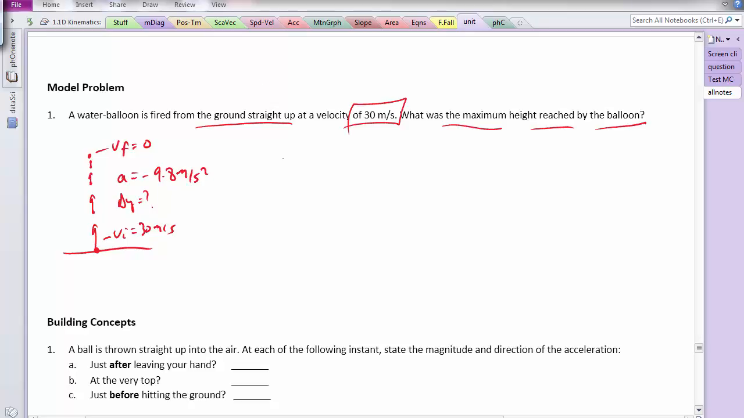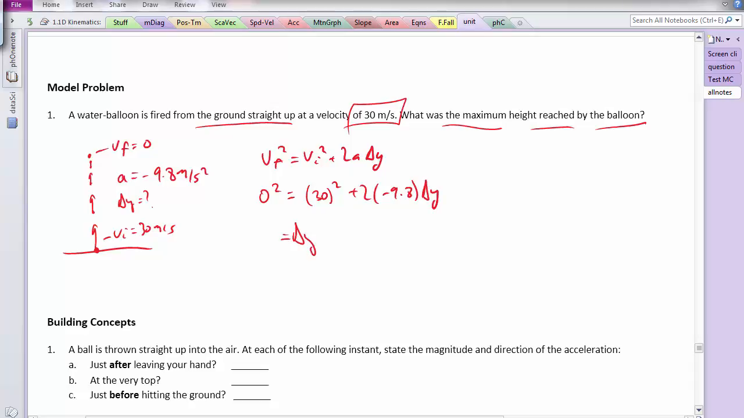Equation 1 is Vf equals Vi plus a delta t. Since we don't have time, that equation won't work. The second equation is delta y equals Vi t plus 1/2 a t squared. Shoot, we don't have time, so we can't use that equation either. So we'll use the third one, which is Vf squared equals Vi squared plus 2a delta y. V final is 0 squared, that's easy. V initial is 30 squared plus 2a, which is negative 9.8, times delta y.